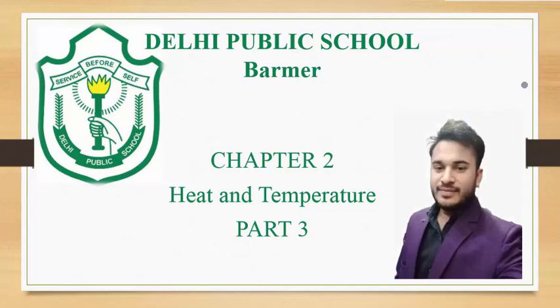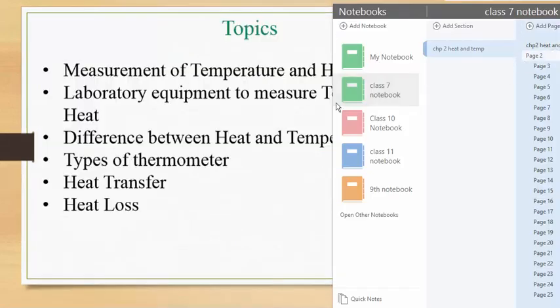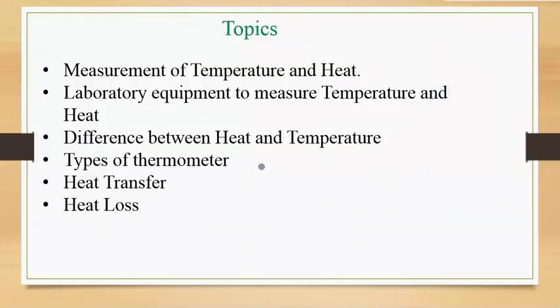In the last class, we discussed measurement of temperature and heat, in which we discussed the units that are used to measure the temperature. We discussed 3 units. First one is Kelvin, second is degree Celsius, third is degree Fahrenheit. And then we discussed the laboratory equipments used to measure the temperature.